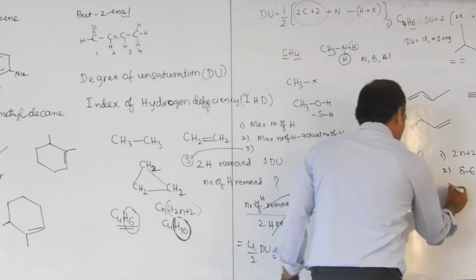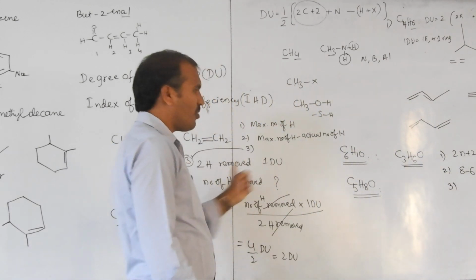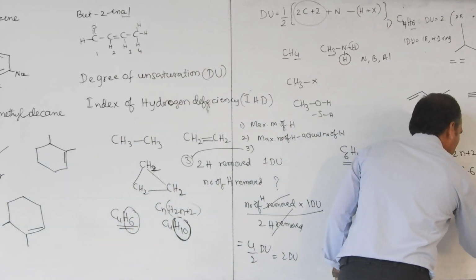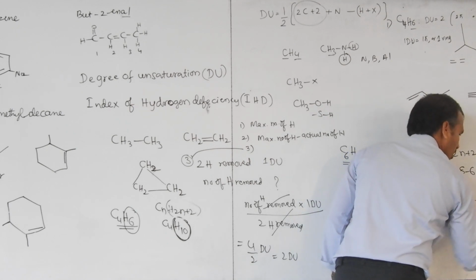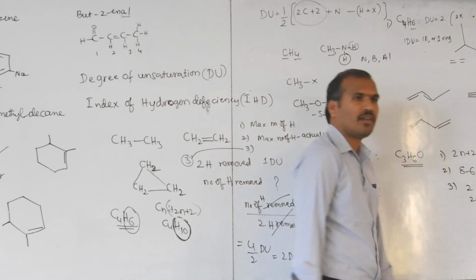Then the third one, what is that? This formula: 2 for 1. Then this is 2 for 1. It means how much? 2 equals 1 DU. And here also we got 2. Then how much DU? Cross multiply, 2 by 2, how much? 1. Clear this?